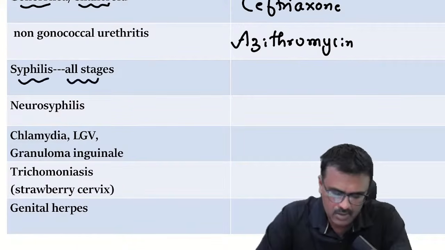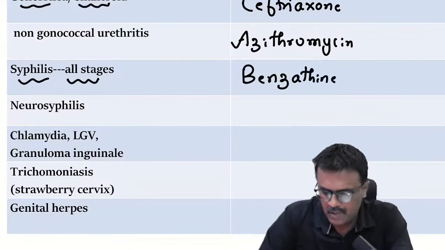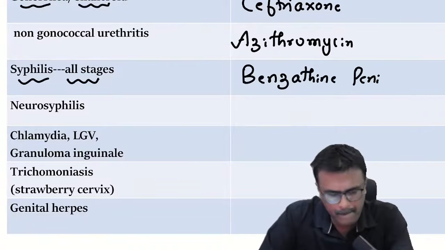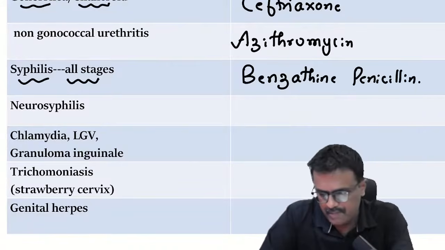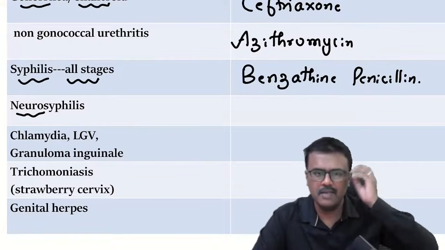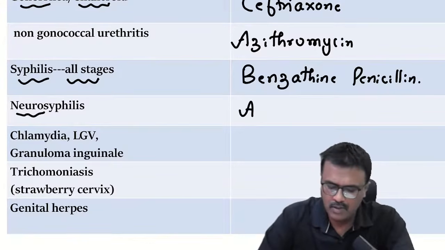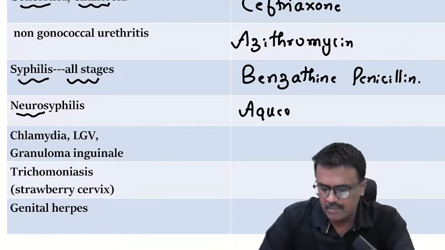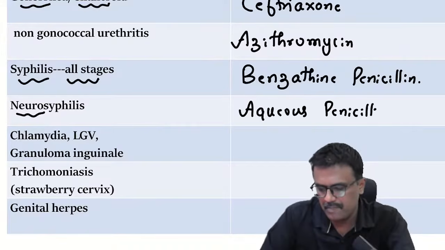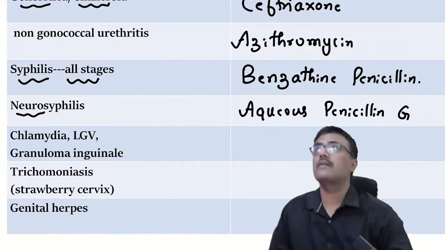Syphilis, all stages, we use benzathine penicillin. But in neurosyphilis, benzathine penicillin cannot enter the brain. So we use aqueous penicillin G.